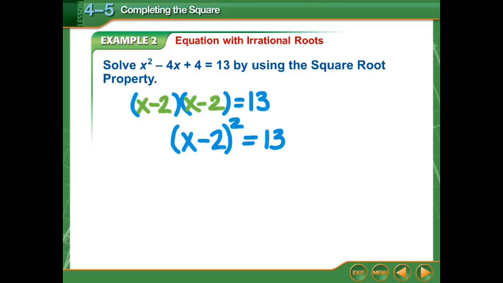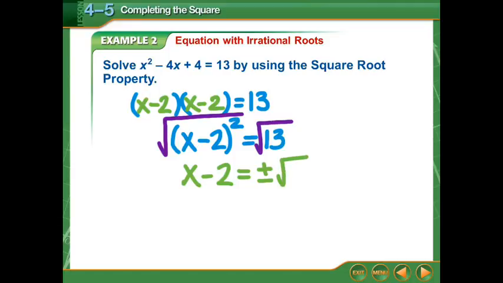Okay, since we want to get rid of the square, we're going to take the square root on both sides of the equation. So on the left-hand side, the square and the square root will cancel. X minus 2 equals the positive and negative square root of 13. Well, I know that 13 is a prime number, so the square root of 13 is not going to simplify.